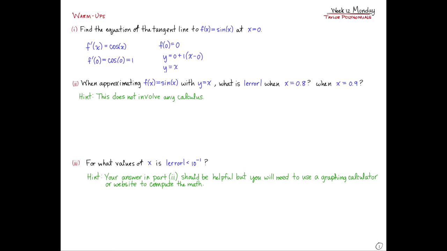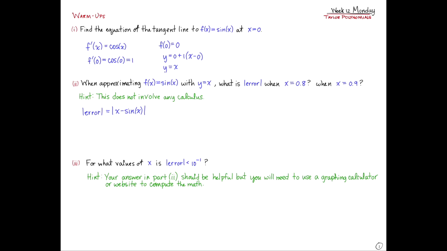For the second part of our warm-up exercise, when approximating f of x equal to sine x with y equal to x, what is the size of the error when x is equal to 0.8? And I gave the hint that this does not involve any calculus. The actual error is going to be the difference between our approximation and the curve itself, which in our case is x minus sine x. And we use the absolute value signs because we don't care if our approximation is an overestimate or an underestimate. We just want to know how big the error is.